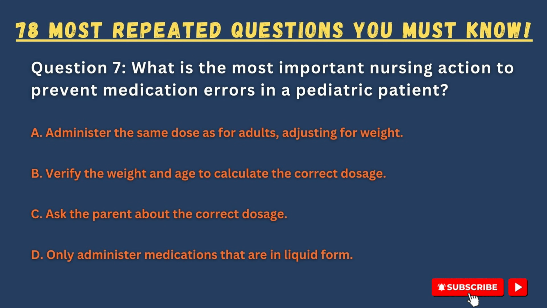Question 7. What is the most important nursing action to prevent medication errors in a pediatric patient? A. Administer the same dose as for adults, adjusting for weight. B. Verify the weight and age to calculate the correct dosage. C. Ask the parent about the correct dosage. D. Only administer medications that are in liquid form.